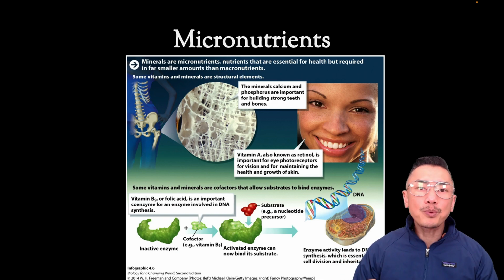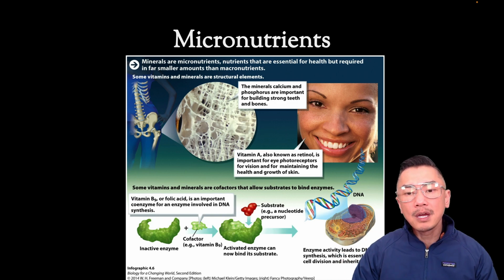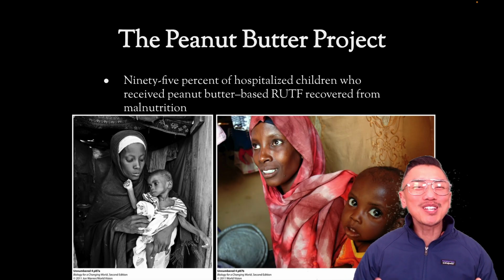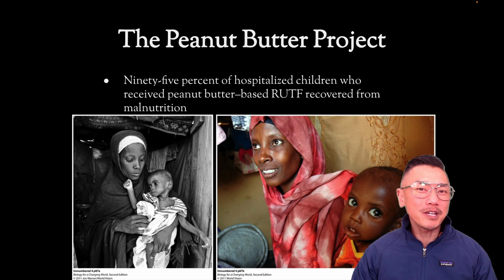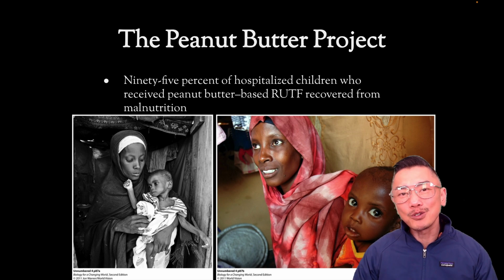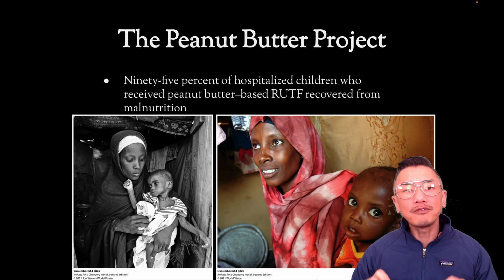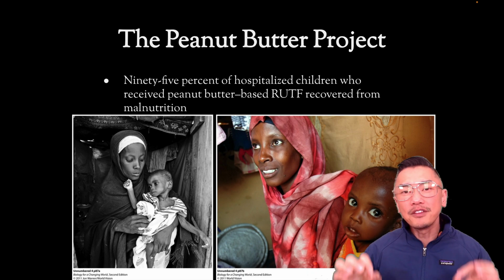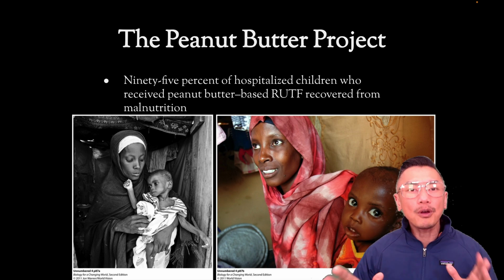Micronutrients can serve other purposes as well, like the calcium that helps us build our bones, or the vitamin A that helps our vision. Peanut Butter Project RUTFs also contain minerals and vitamins. Because they are a complete food that contains macronutrients, essential nutrients, and micronutrients, 95% of hospitalized children who received peanut butter-based RUTFs recovered from malnutrition. The photos below show a child in Malawi before and after being treated with RUTFs.